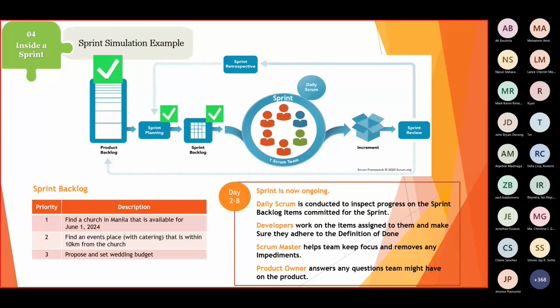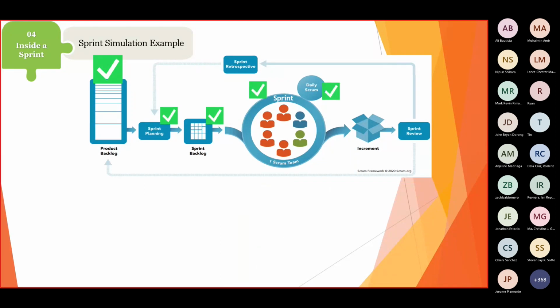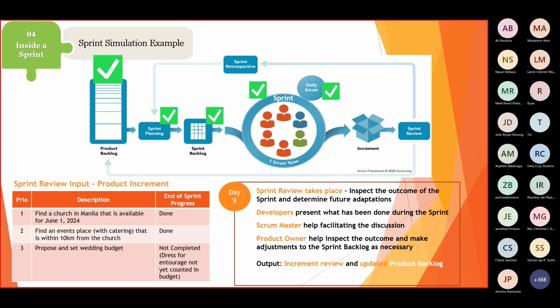Okay, so let's now go on to day 9. We're going to put a check for the daily scrum and the sprint. So we have here day 9, which will show the team's progress. They were able to complete the first item based on the priority. They were able to find a church, right? And then they were able to find an events place, that's item number 2. However, item number 3 wasn't completed yet, which is the setting of the wedding budget.